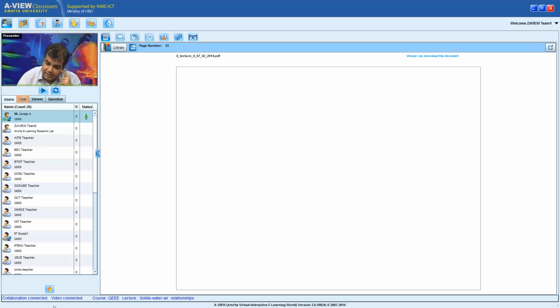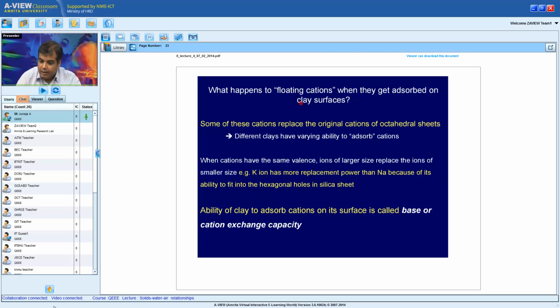The excess cations which come in, let's call them floating cations because they are floating in the water, are now attracted to the clay mineral. Examples of these cations can be calcium, sodium, potassium. I apologize, they are not available in water, but if they are added to water, they get attracted to the clay surface, and they get adsorbed water.